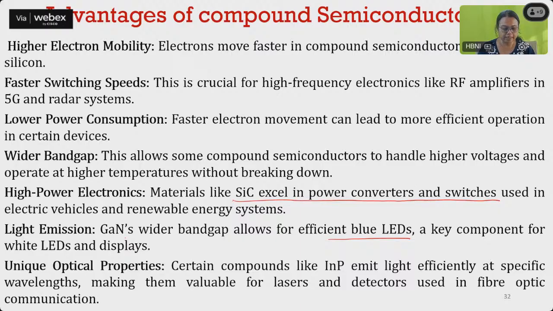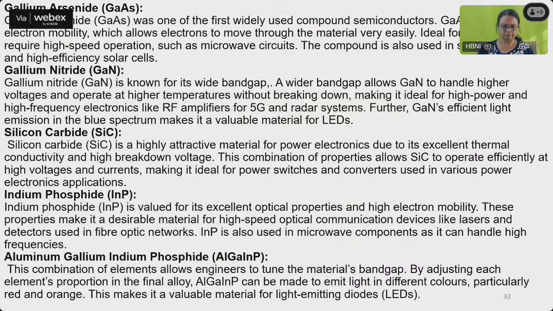And blue LED is based on gallium nitride. And certain compounds like indium phosphide emit light efficiently at specific wavelengths, making them valuable for lasers and detectors. So we will just see what the different applications of each of the compound semiconductors are.